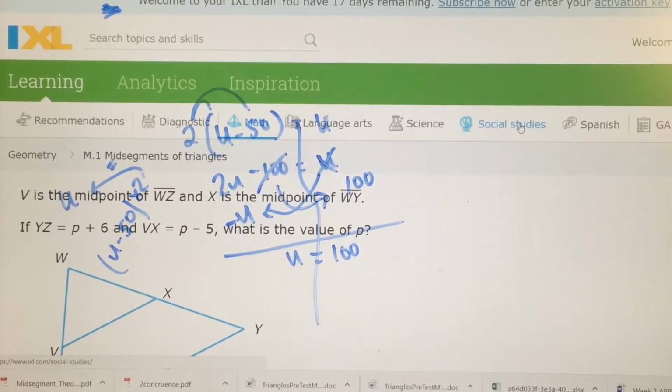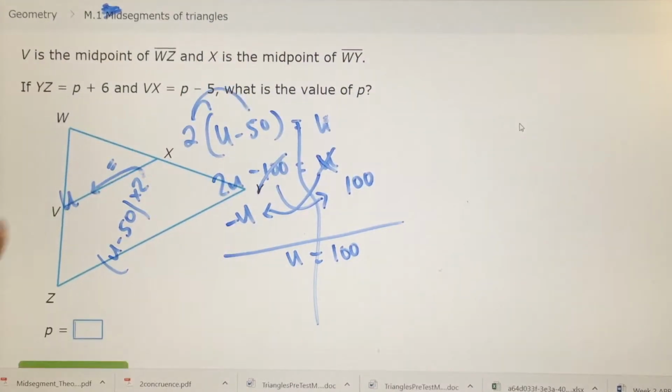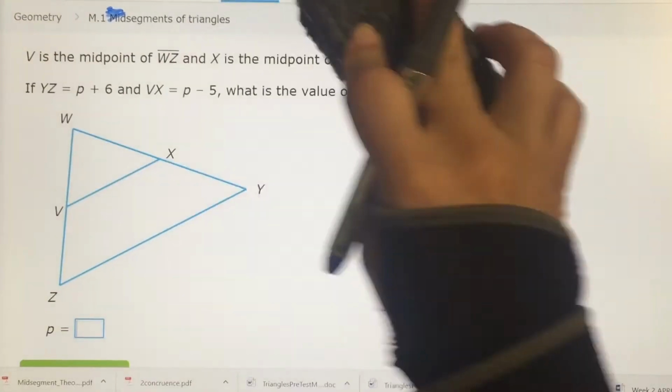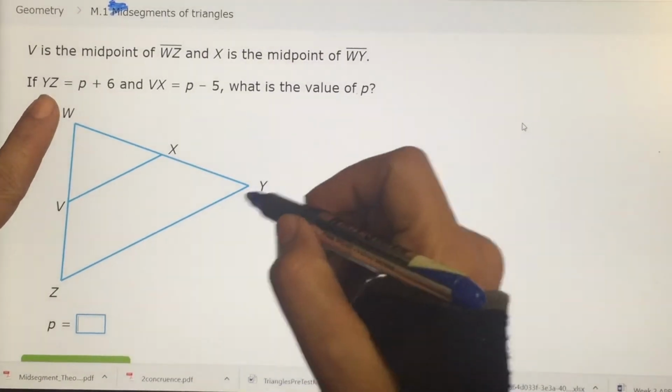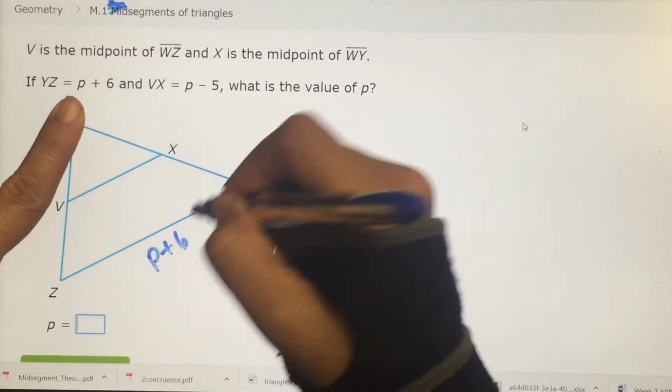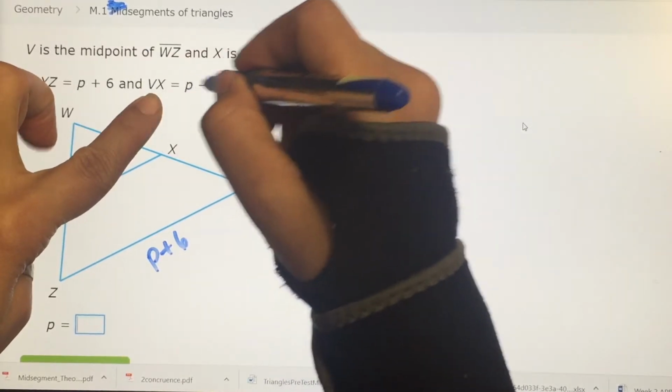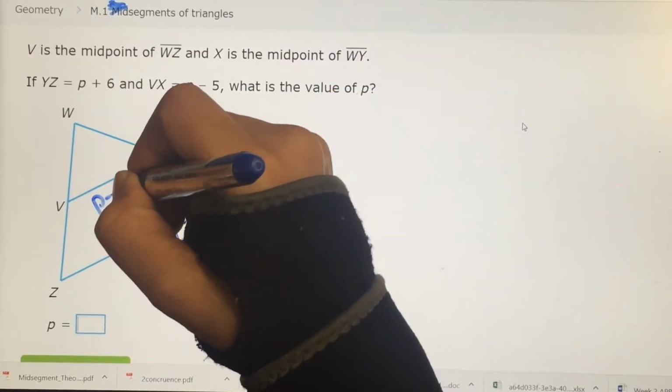Oh, and then read the question to make sure that they asked for the variable, not the length. Okay, so that's something they're going to try and trick you on. Again, label what they give you. So YZ is P plus 6.